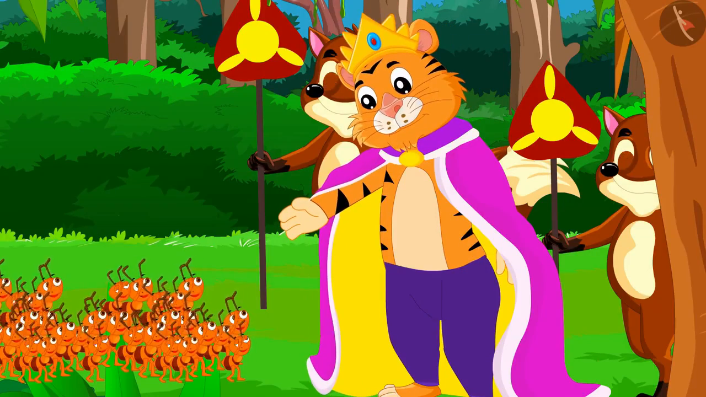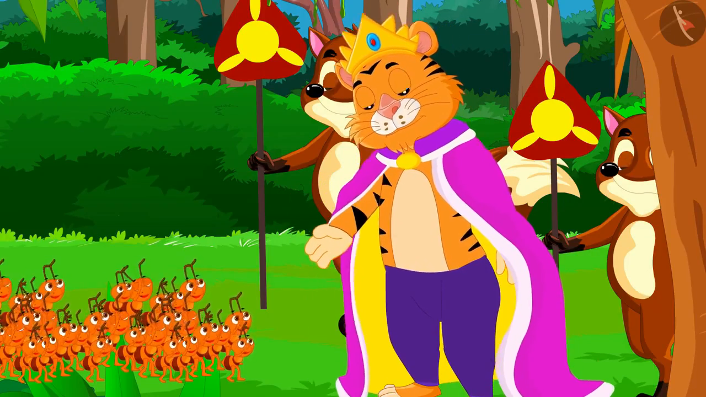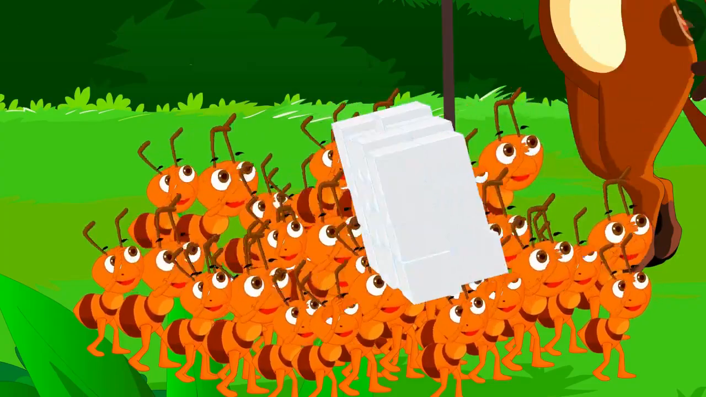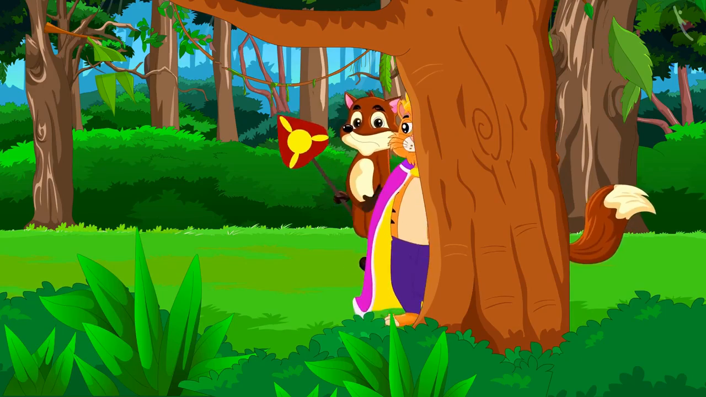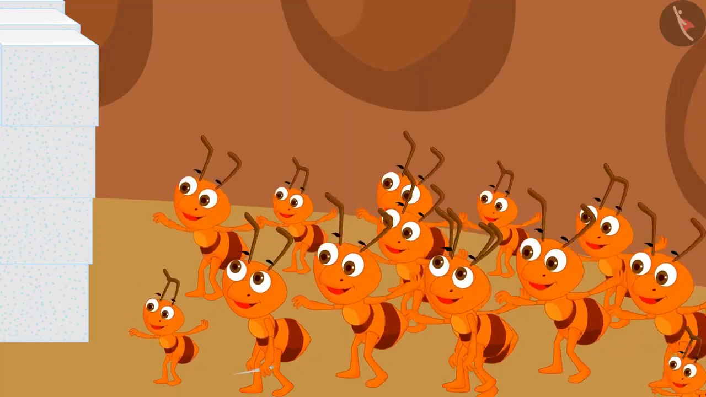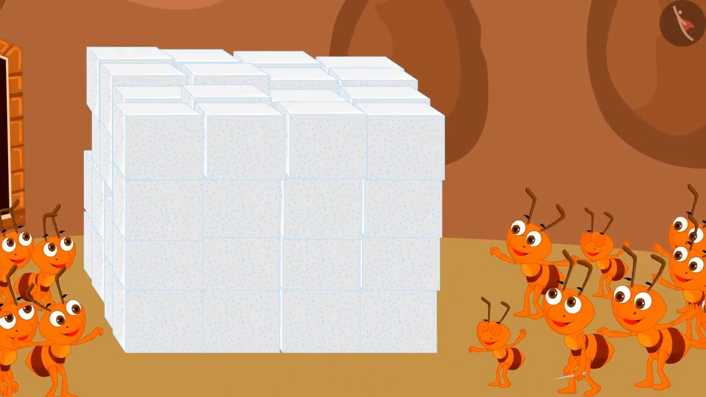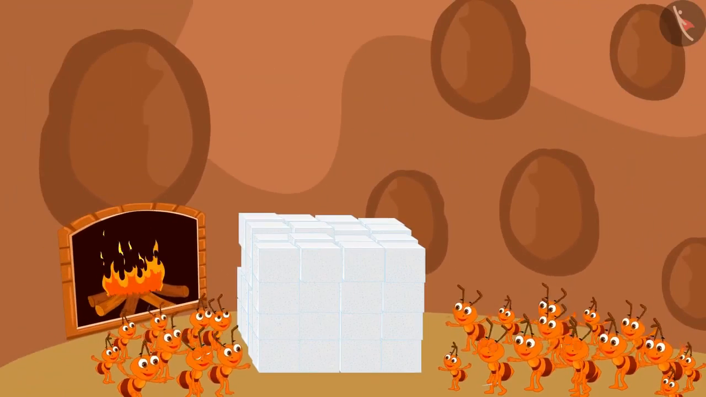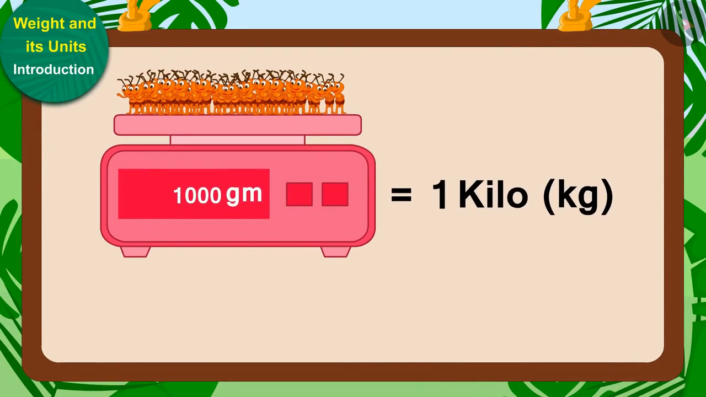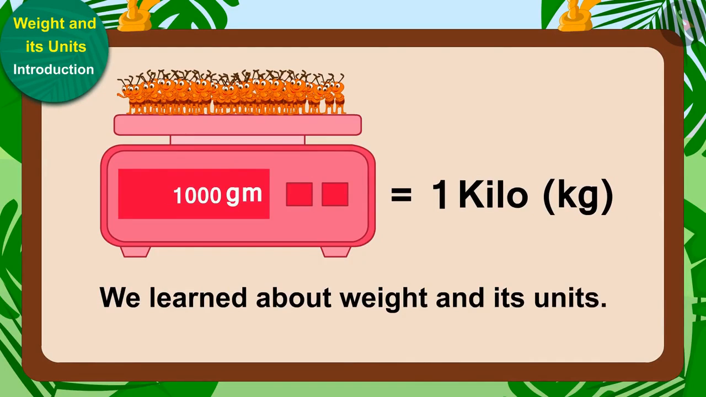The king was very impressed by the unity and weight of the ants. He gave 10 kilograms of sugar to the ants and resumed his walk. The ants were very happy on getting 10 kilos of sugar, as they would not have to work hard in the cold weather. Children, in this video, we learned about weight and its units. In the next video, we will learn more about it by some interesting examples.